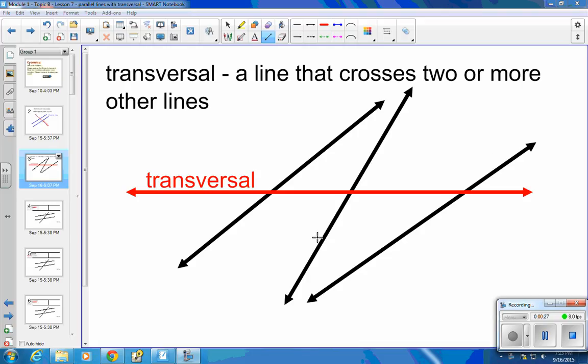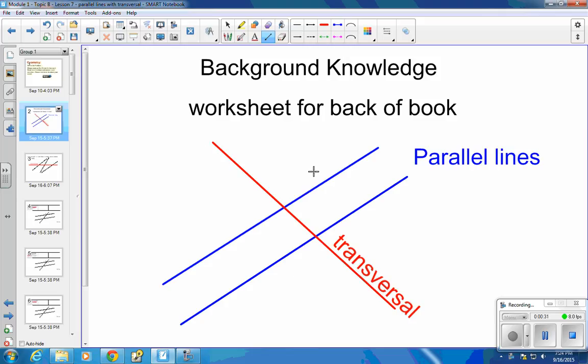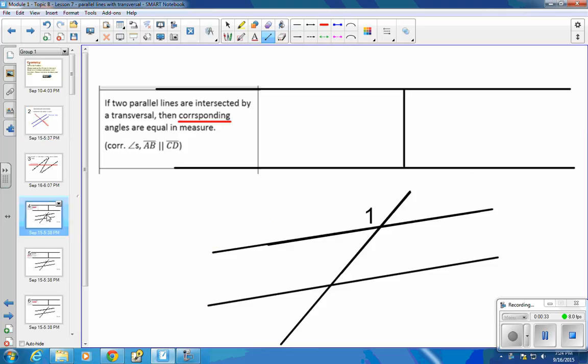But for this chapter, what we're going to study is what happens when that transversal is cutting through parallel lines here. So our first thing we want to talk about is if two parallel lines are intersected by a transversal, then our corresponding angles are equal measures.